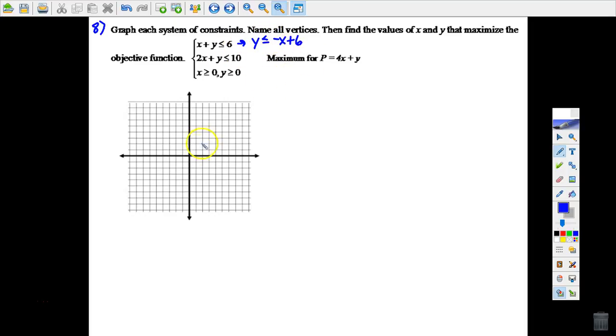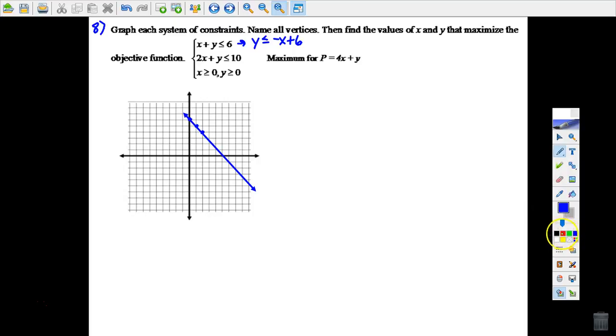Okay, now it's ready to graph, so y-intercept of 6 and a slope of negative 1. Forgot to change my line back. Okay, I need to line that up a little bit better. Alright, so that's the blue line.